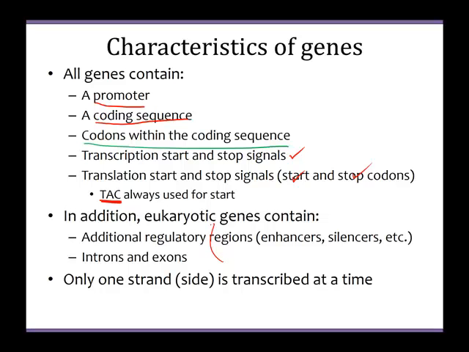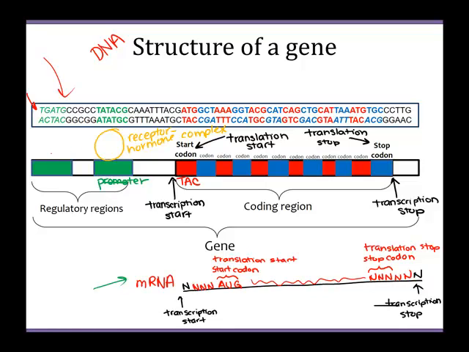Alright, so in addition, eukaryotic genes also contain additional regulatory regions. So see here how I have two green areas? Well, eukaryotes sometimes have an additional chunk of nucleotides next to the promoter that help us to fine-tune our gene expression. Sometimes we have 2 or 3 additional regulatory regions, or maybe even 4 or 5. And these regulatory regions, they have a couple different names. Let me give you some of those names. Let me draw it in green because that's the theme we're going for. So regulatory regions in eukaryotes.